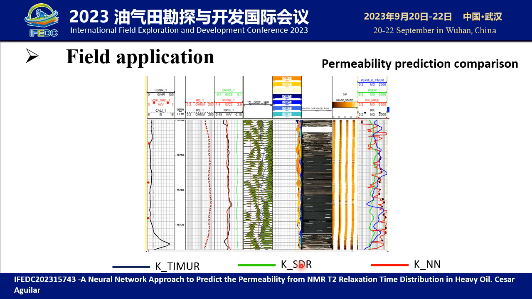The SDR model in green exhibits a poor performance in order to predict permeability. The cause is that the T2 geometric mean value in blue is shorter when the hydrocarbon saturation is high, especially in this zone. The Timur model offers a better performance to predict permeability compared with the SDR model, but is poor compared with the neural network approach.